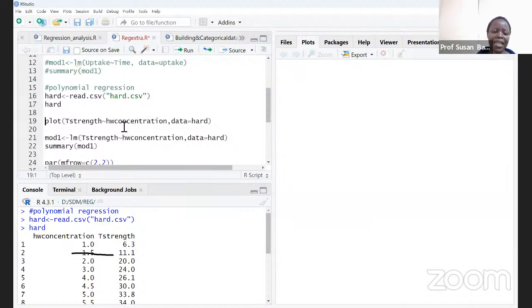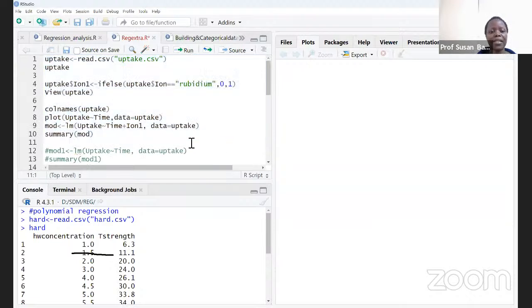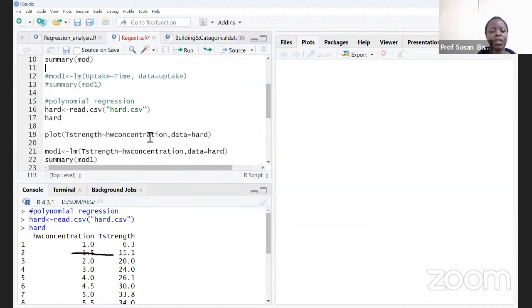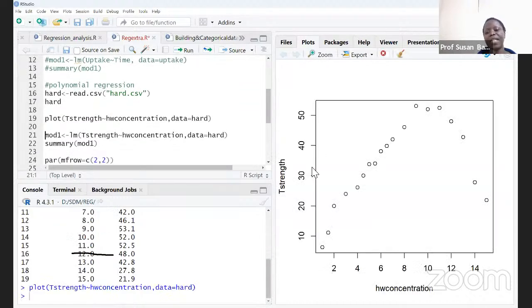So let's plot. Line 19 is a plot of tensile strength as a function of hardwood concentration. When you run that, hardwood concentration as a function of, we get that. So what do we see in the chart? What are you seeing in the scatter diagram? Curve, linear, polynomial, a curve, okay? So we see a curve in this. Somebody says nonlinear model. Okay, sigmoid curve, all that, okay.